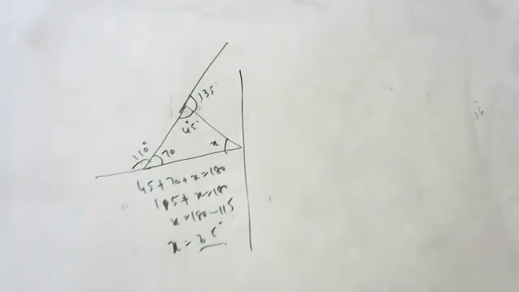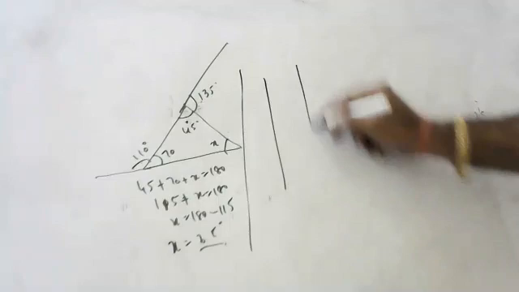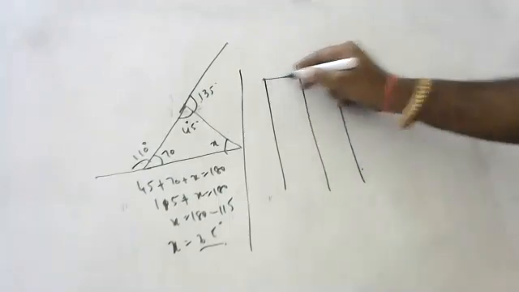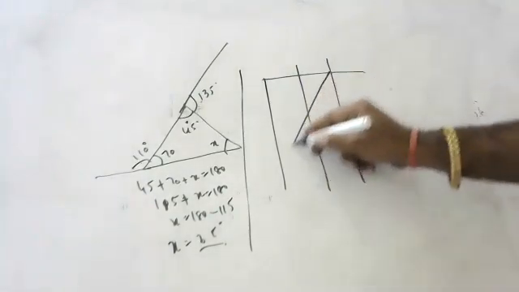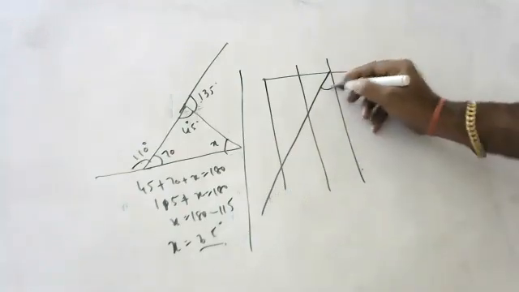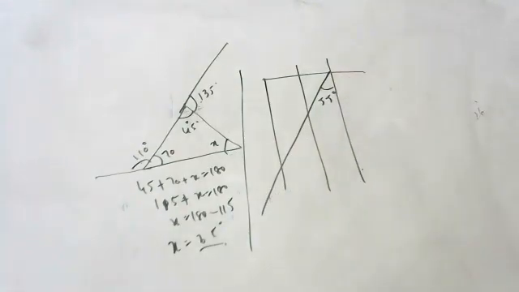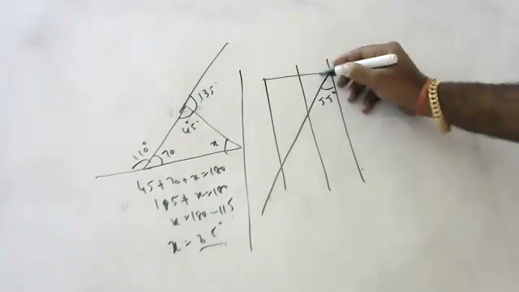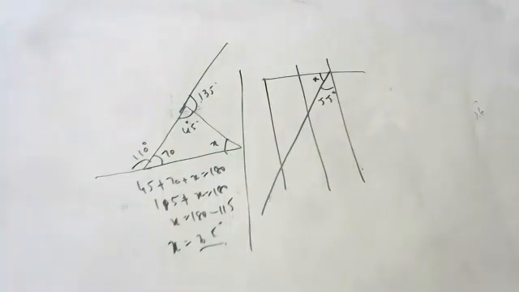Okay. See, children, three parallel lines are there. Something is going like this, children. So this is 55 degrees. This is 55 degrees. Okay. And I want AEB. Where is AEB? I want this angle. Okay. All are parallel lines.